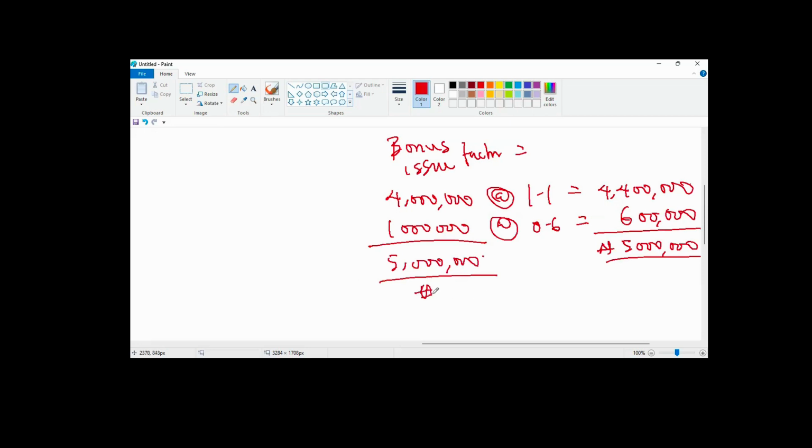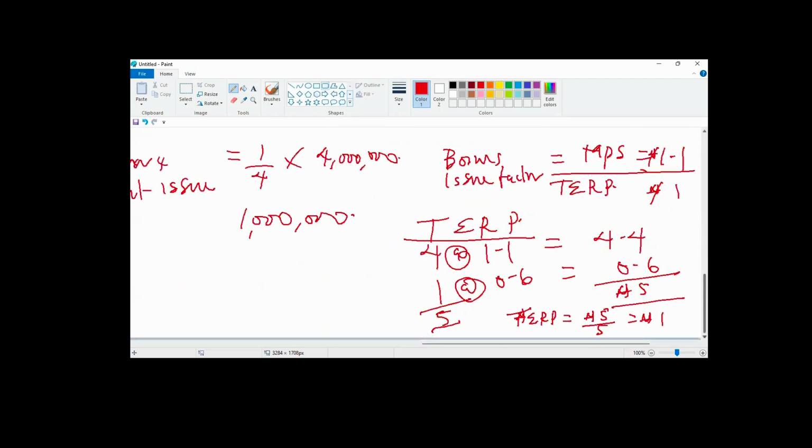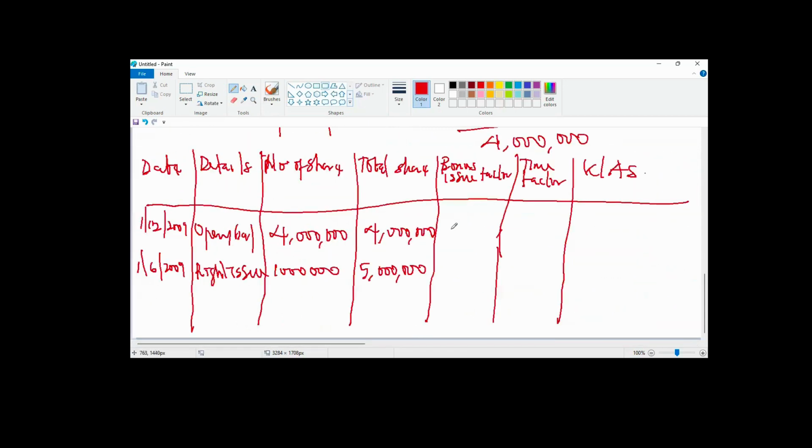So I will now say the theoretical sale price will now equal to the market price. Don't forget the market price. Bonus issue factor is market price per share over 1.1 divided by 1. That's all. This is at company level. The one down is as individual; you will still get the same thing. I will now go to my table. It must be given to existing shareholders. Bonus issue factor, 1.1 divided by 1.